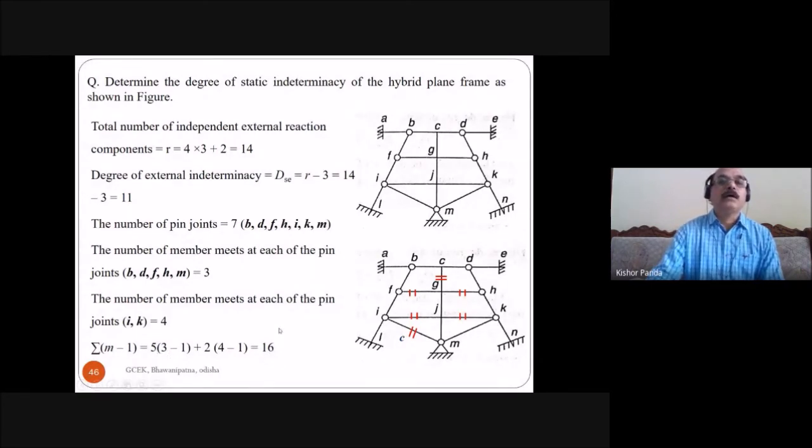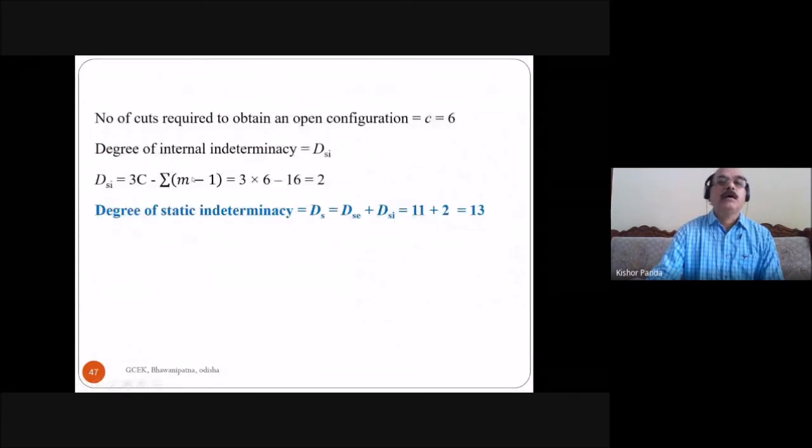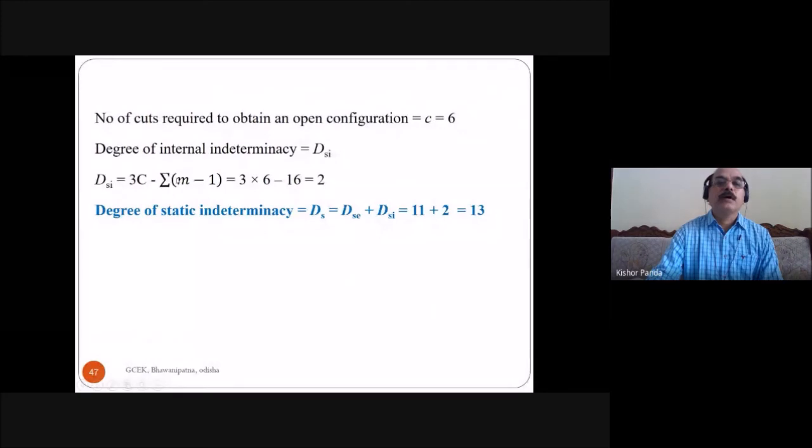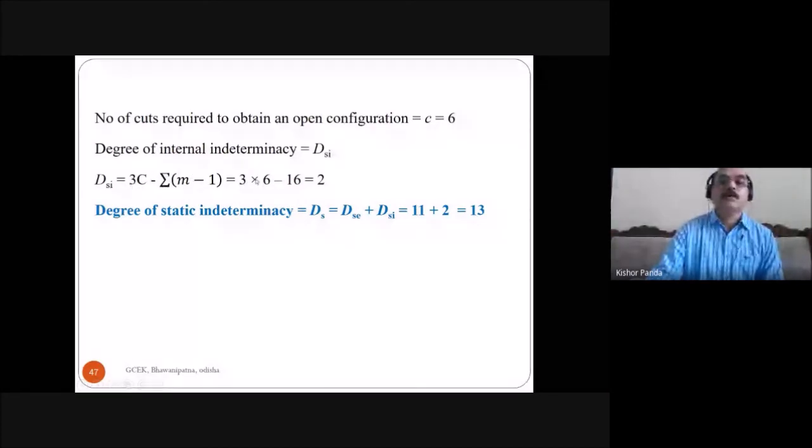Then you find out the degree of internal static indeterminacy. How many chords are required to make it an open configuration? This is one chord, second chord, third chord, fourth chord, fifth chord, sixth chord. So 6 chords are required to convert it to the determinate structure. DSI is equal to 3C minus summation of m minus 1. C is 6, so 3 into 6 minus 16 is equal to 2.